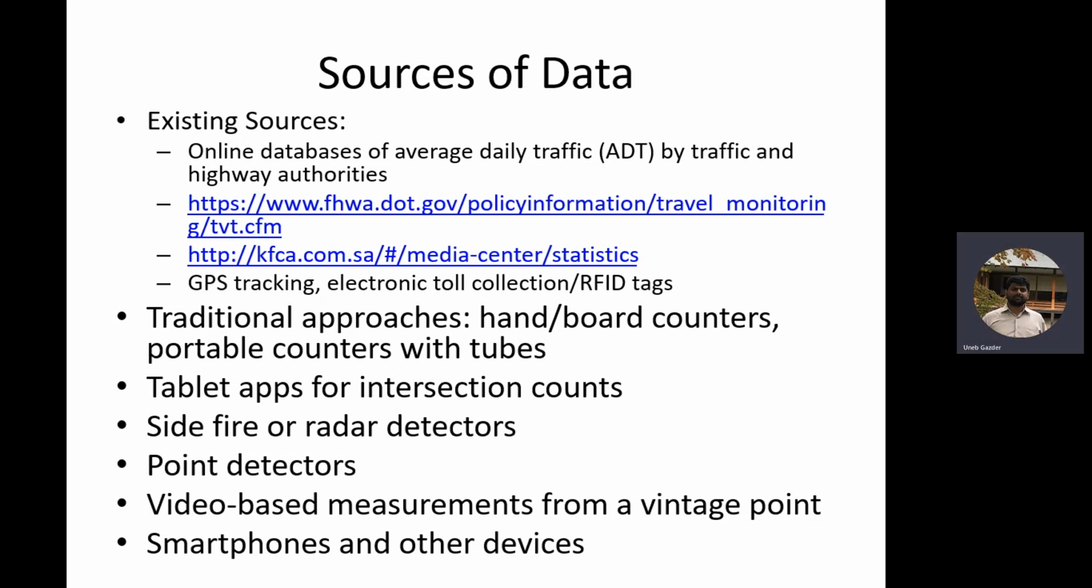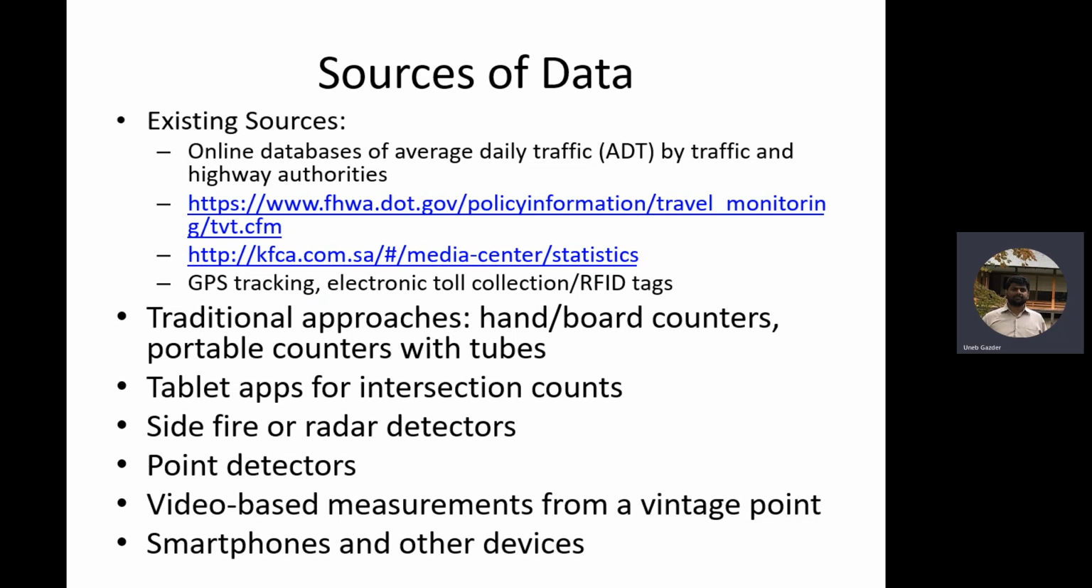Even side fire radar detectors we use very commonly, but on local level, especially in parking lots. They have these checkposts, the barriers. So barriers are normally operated through side fire. But in some cases they have the point detectors as well.